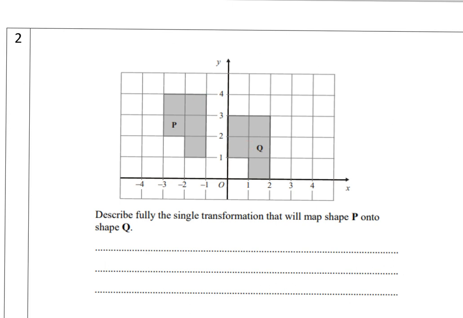So take any point and its image. For example, this point, its image here. This is the point and this is its image. How do we travel from this point to that one? 3 to the right and 1 down. So the column vector is 3 and negative 1. So this is a translation with column vector 3 and negative 1.